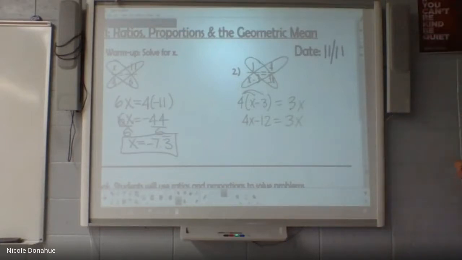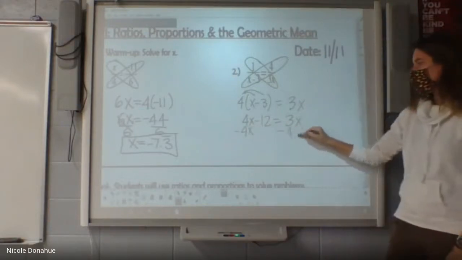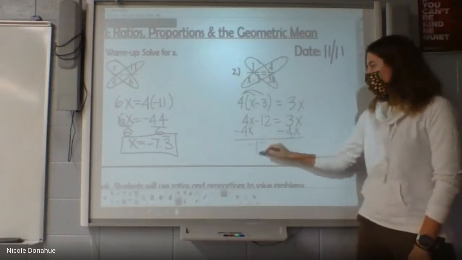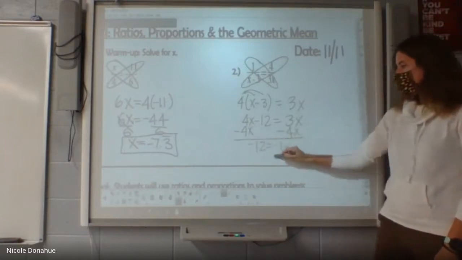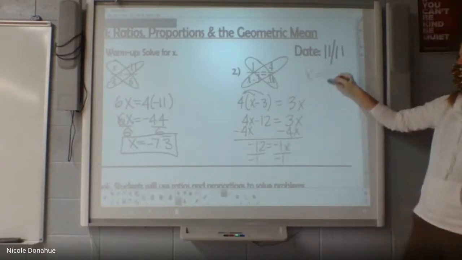And so I'm going to bring the x's together, so I'm actually going to move that 4x over. And then we'll divide by a negative 1. So x ends up being 12.